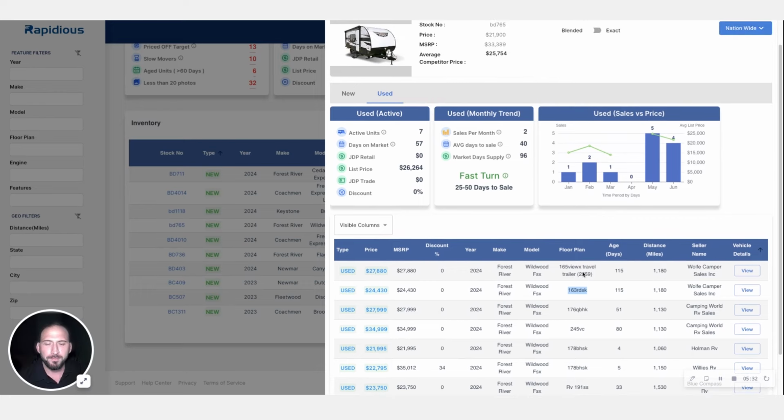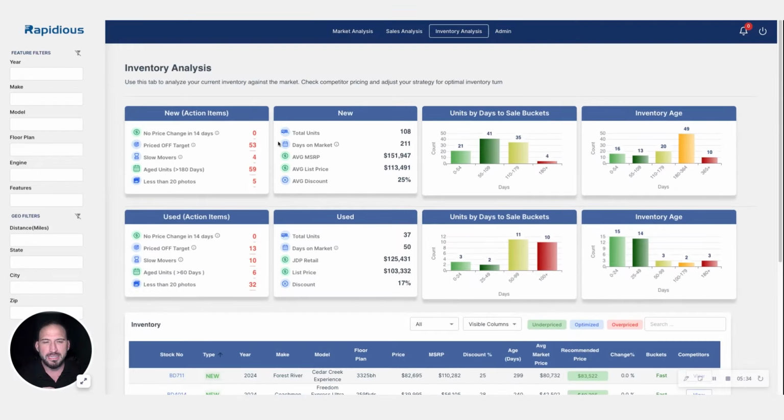So, like I mentioned, really the inventory analysis page is the meat and potatoes of this. This is where we're going to help you tremendously increase your inventory turn, make sure your units are priced correctly and that you've gone to market correctly. But not just that, also maintaining your competitiveness in the market. And we're going to do the heavy lifting for you.